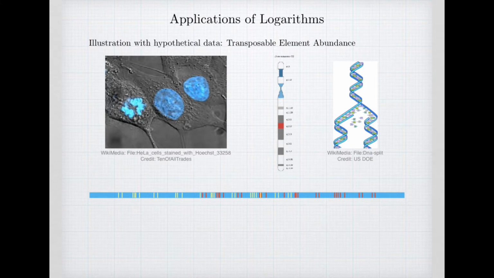And now I want to share an example of something that I've done a little bit of research in with a biologist, and that has to do with abundance of transposable elements. To give you an idea of what we're talking about, I have on the left a picture of several cells, and we can see that their nuclei have been stained, so they show up in this different color.